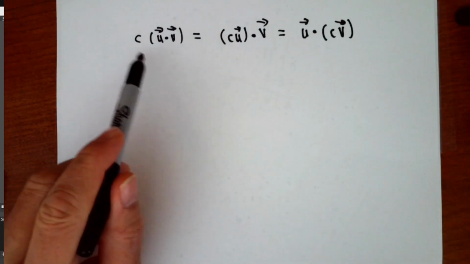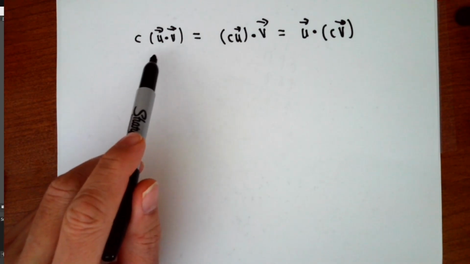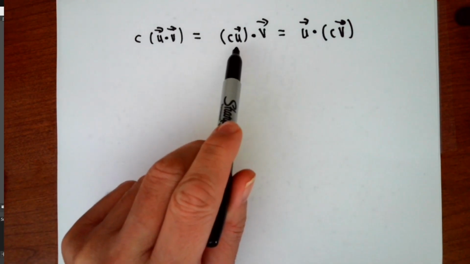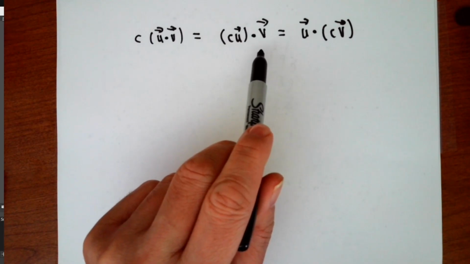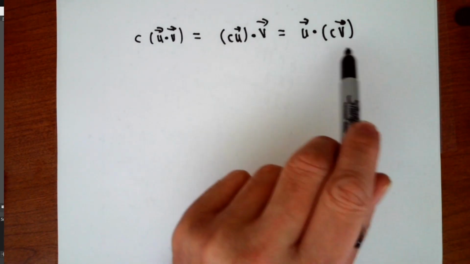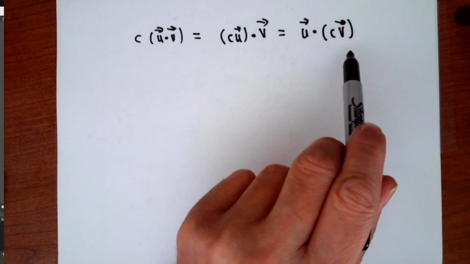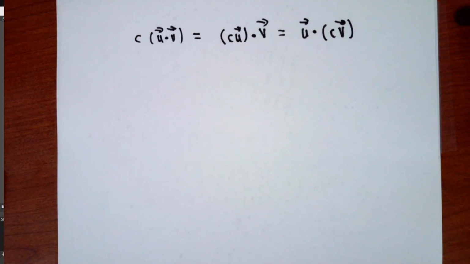If I take a number and multiply it by a dot product of two vectors, I get the same answer as if I had multiplied one of the vectors by the number and then did the dot product, or took the first vector and multiplied the second vector by the constant and then did the dot product. The way that you see this is correct is similar to what we were just looking at.